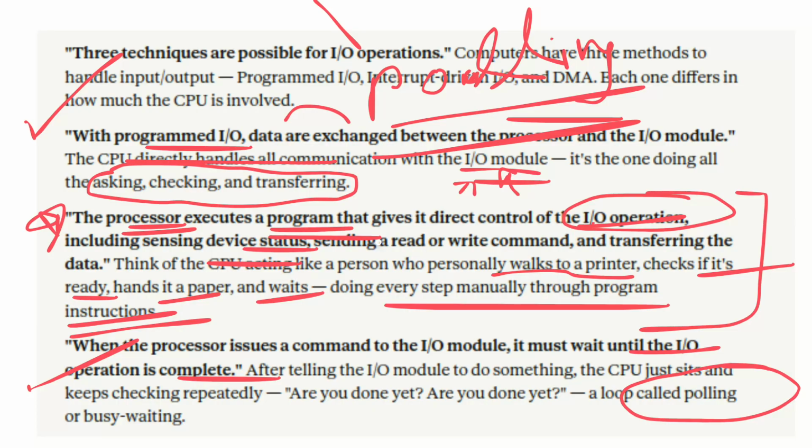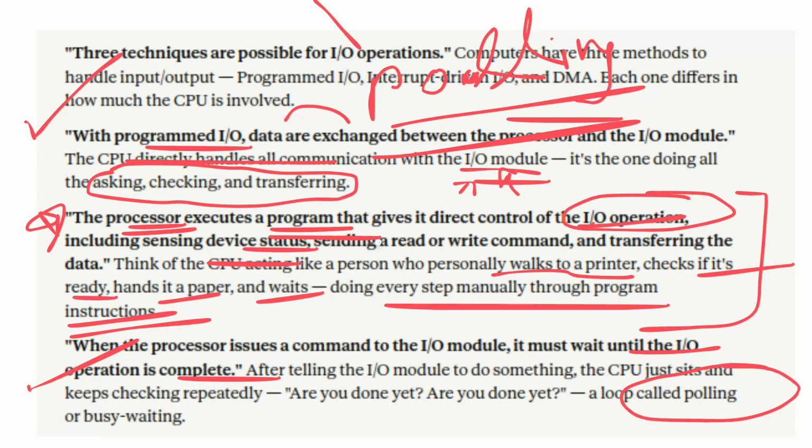Okay, so you have to understand that our IO operations are basically of three types: programmed IO, interrupt-driven IO, and DMA. In programmed IO, the CPU has direct control. The CPU communicates with the IO module directly. That is, it will be asking, checking, and transferring. So the processor executes a program that gives the CPU direct control over the IO operation.